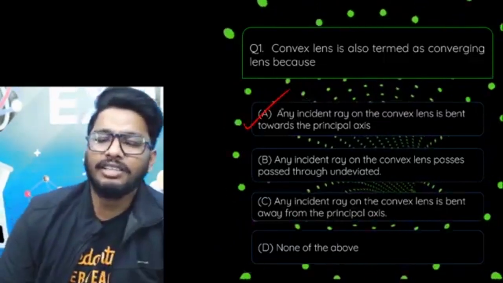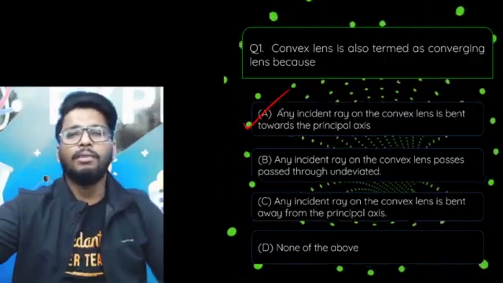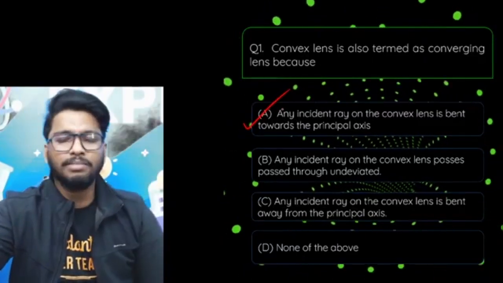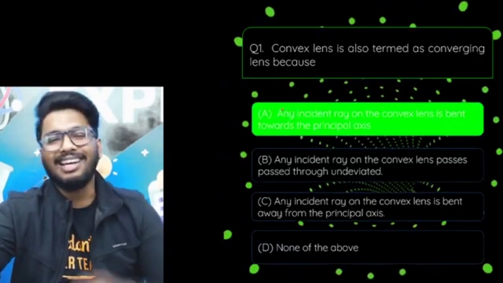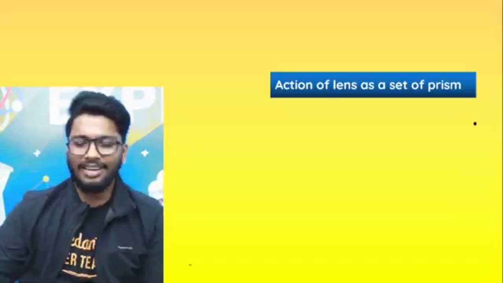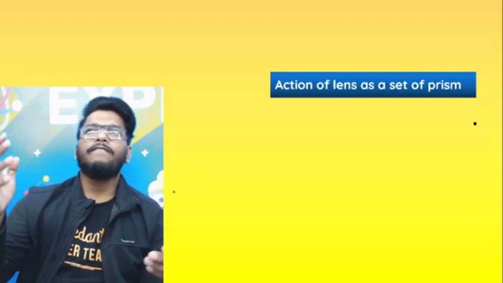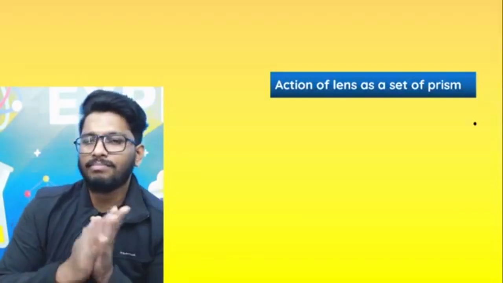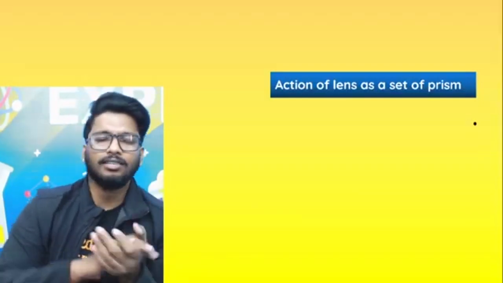That is, any incident ray in the case of a convex lens will bend towards the normal and meet at a point on the principal axis itself, and that is where the focus is going to be. Now, all this while we've been talking about a simple convex lens.